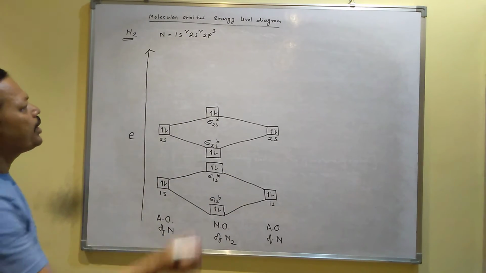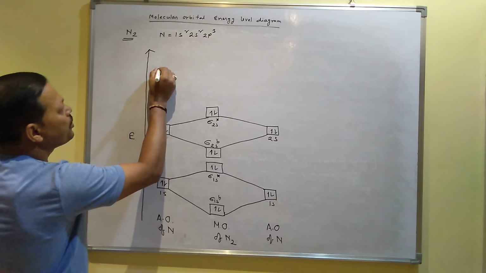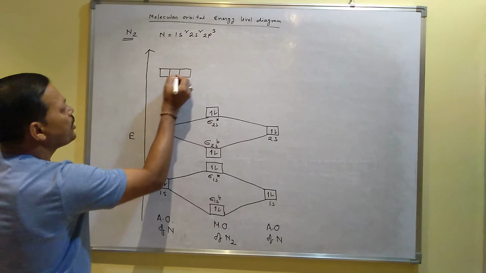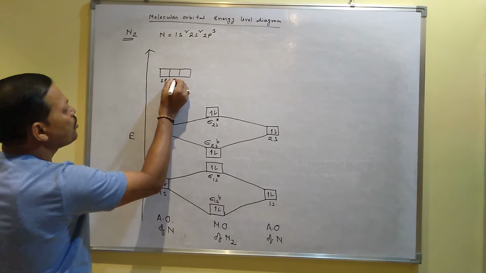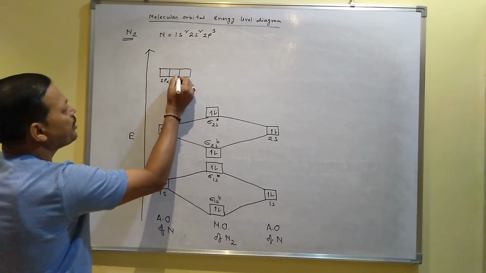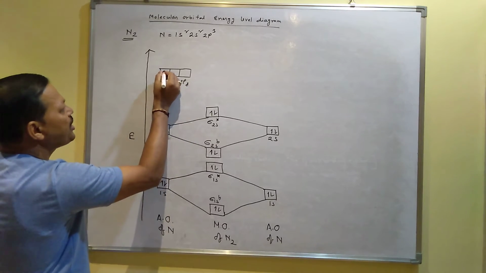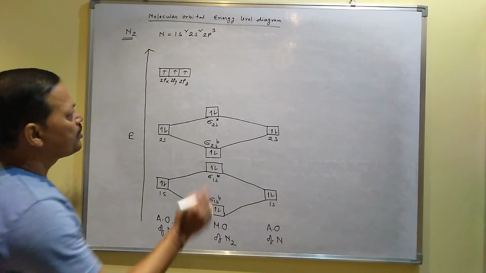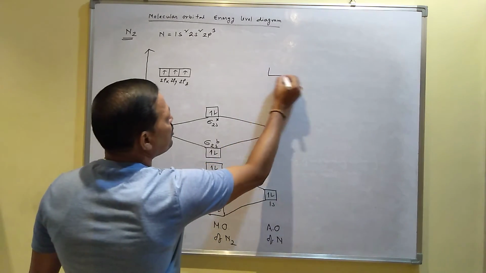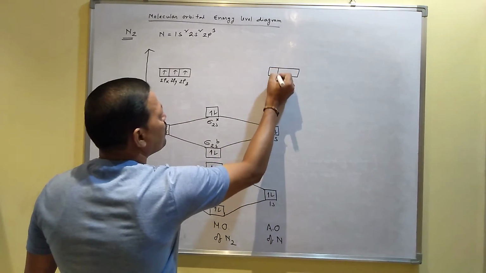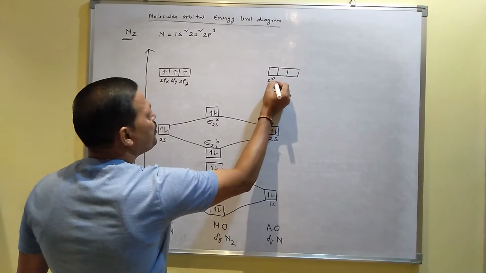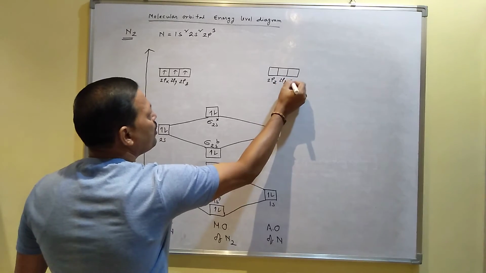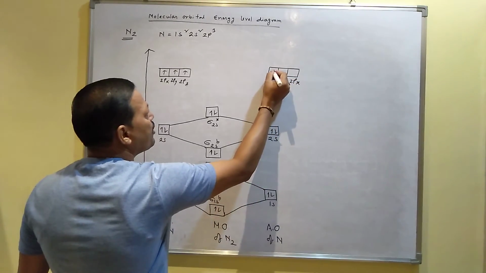Now you have to write 2p. As you know, there are 3 2p orbitals. One is called 2px, one is called 2py, one is called 2pz. Since they contain 3 electrons, you have to put them in singly. This is for this nitrogen atom. Similarly, this nitrogen atom also contains 2pz. I will write here so that you can combine 2py, 2px. Here also 3 electrons.